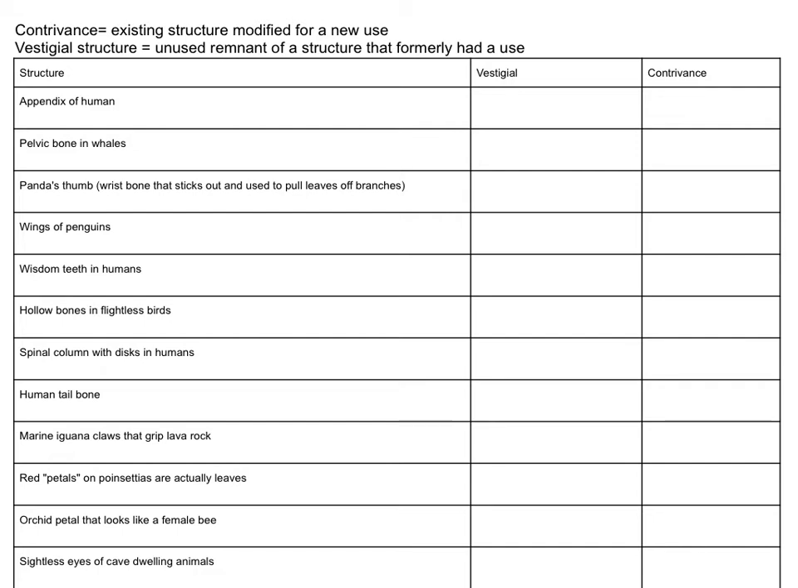All right, this is just asking you to think about whether something is a vestigial organ or a contrivance. Vestigial, contrivance. Wings is vestigial. Remind me in class, I'll talk about wisdom teeth. I can't read what that says. Hollow bones and flightless birds. Contrivance, spinal column with human discs. I don't know about that one. It seems like I do this all the time.